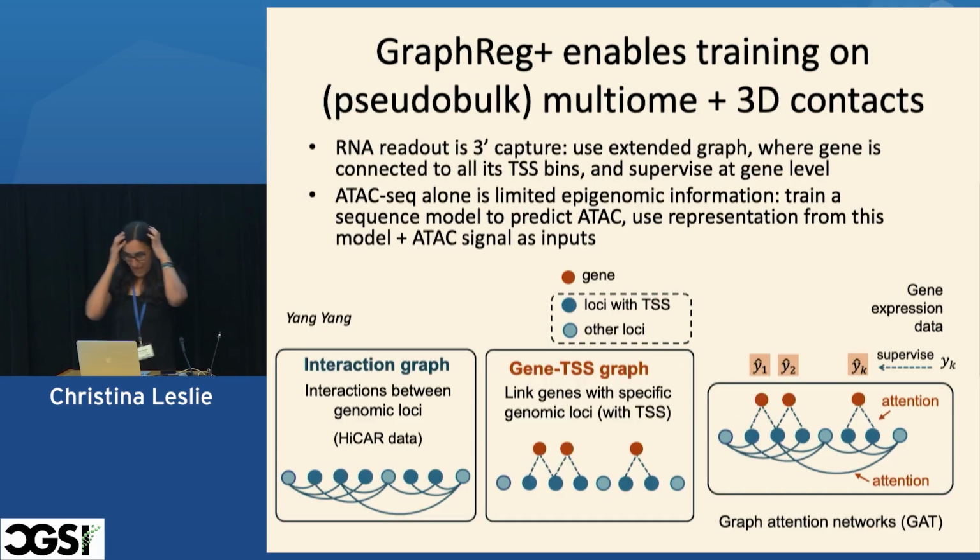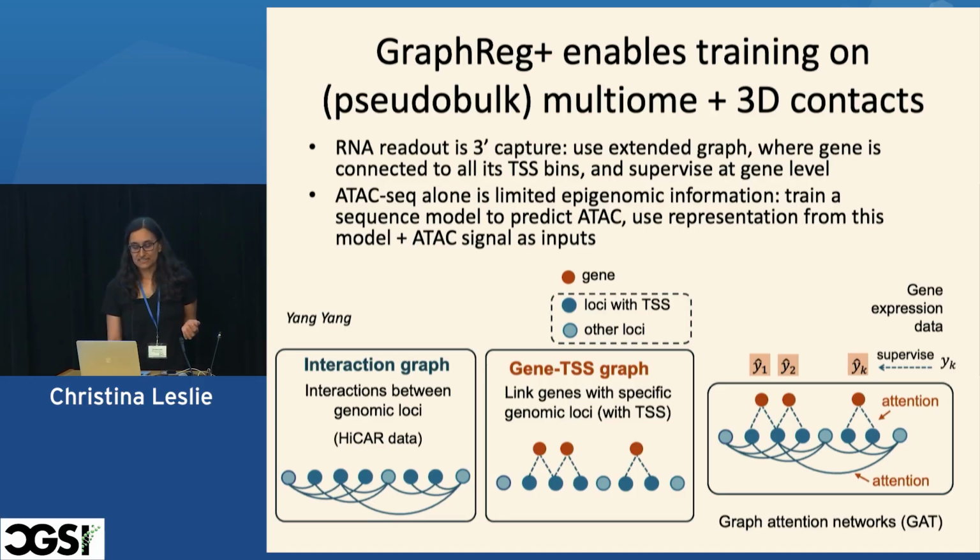Okay, so back to pancreatic differentiation. We have Hi-C data, very nice, at these different stages of differentiation. We have multiome data that we can pseudo-bulk to represent different cell types at different stages. But that's it. We have chromatin accessibility and we have gene expression. So we don't have everything we had before. The first problem is the RNA readout is a 3' capture. So we have expression at the gene level. We don't have this kind of 5' transcription start site information.